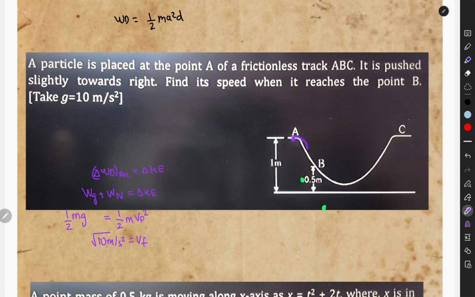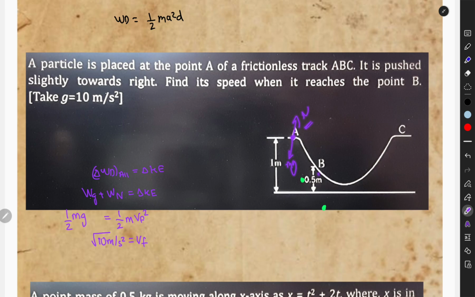So it is pushed slightly and the particle moves like this and it reaches B, and we need to find the speed when the particle reaches B. So basically we need to use the work energy theorem. Work done by all the forces will be equal to the change in kinetic energy. The forces acting are basically the normal force and mg.